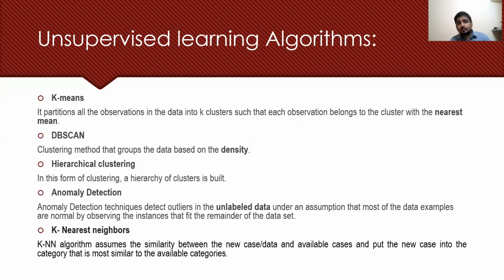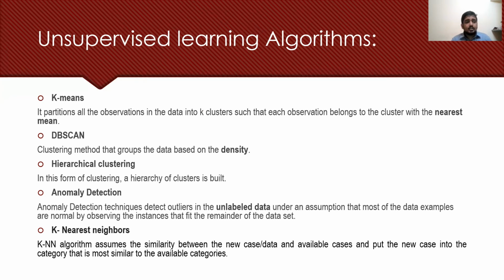So there are some examples or algorithms of unsupervised learning. K-means partitions all the observations into k clusters, such that each observation belongs to the cluster with the nearest mean. So that's where the mean comes from, so it's known as k-means. DBSCAN is a clustering method that groups the data based on their density, how far they are present, how near they are present. Based on these, DBSCAN clusters the data.